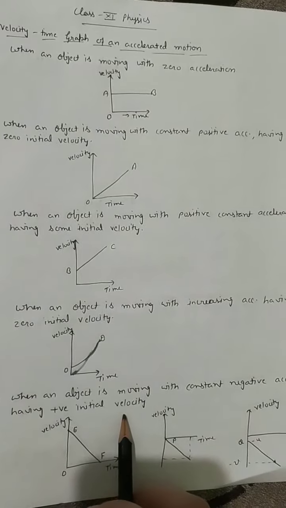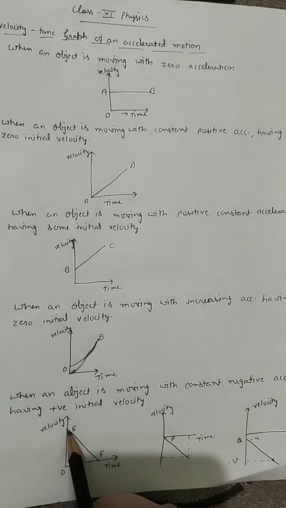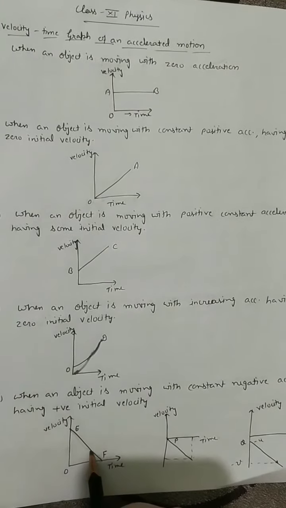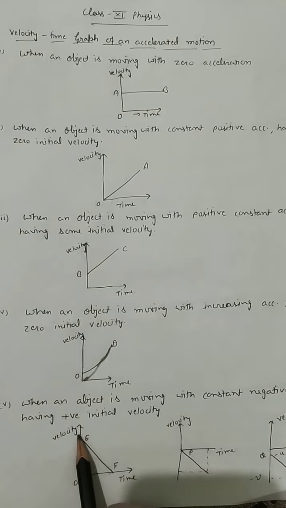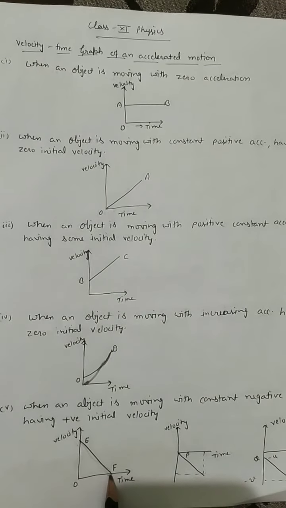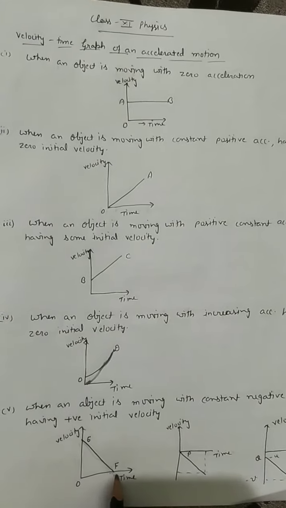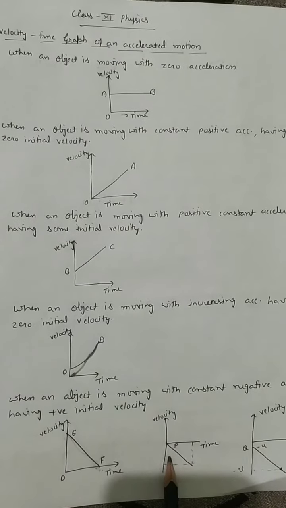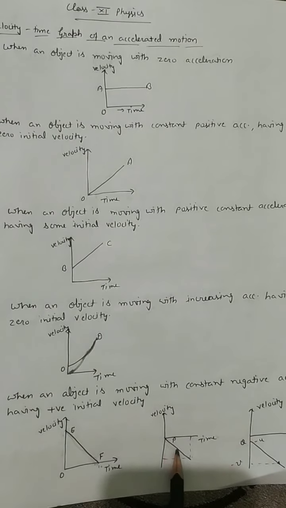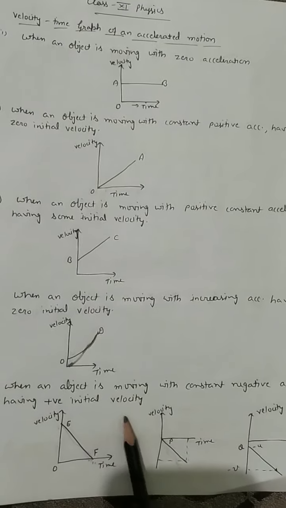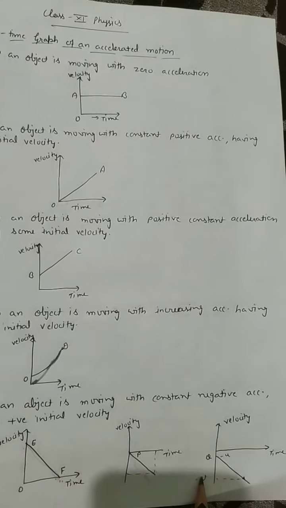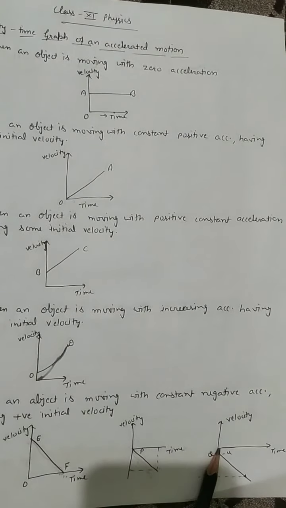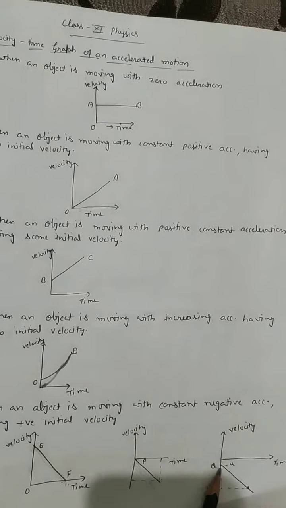When an object is moving with constant negative acceleration, the graph will be like this. Negative acceleration means velocity is going to be decreasing. You can see that there is an initial velocity, then a final velocity, and it keeps decreasing. That is negative acceleration, or we can say retardation. This graph is for when the velocity is in a negative form: some positive initial velocity, here zero initial velocity, and here some initial negative velocity. Then the graph will be like that.